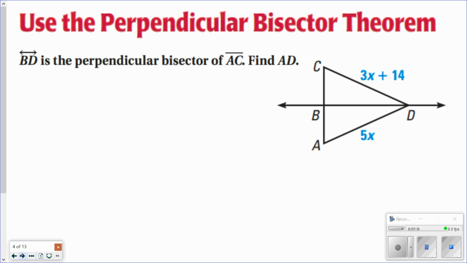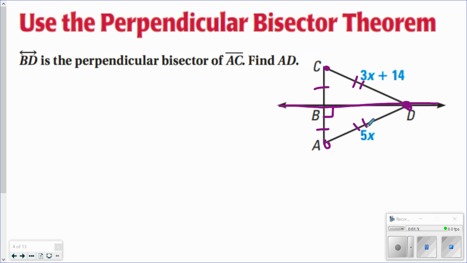So use the perpendicular bisector theorem. BD is a perpendicular bisector of AC. We want to find AD. So that means that this segment is congruent to this segment and we create a 90 degree angle. Well, from the previous slide, if BD is a perpendicular bisector, D is equidistant from point C and point A, which means these two segments are then congruent.